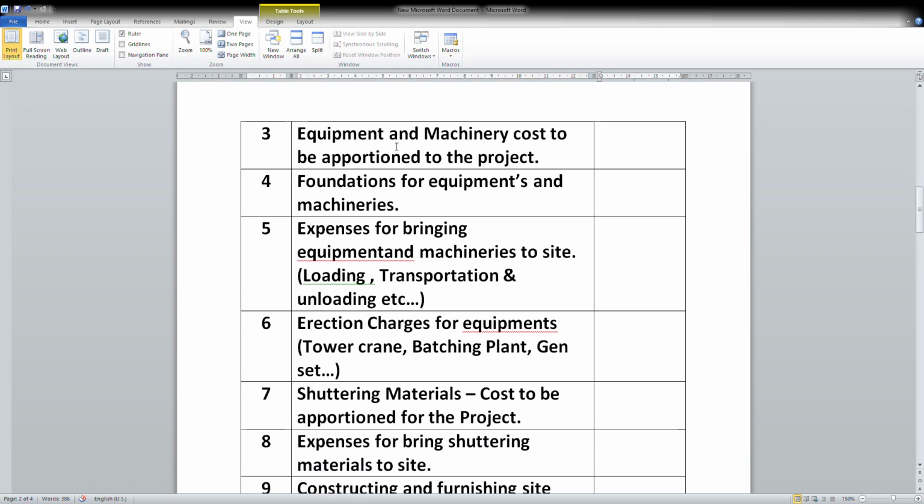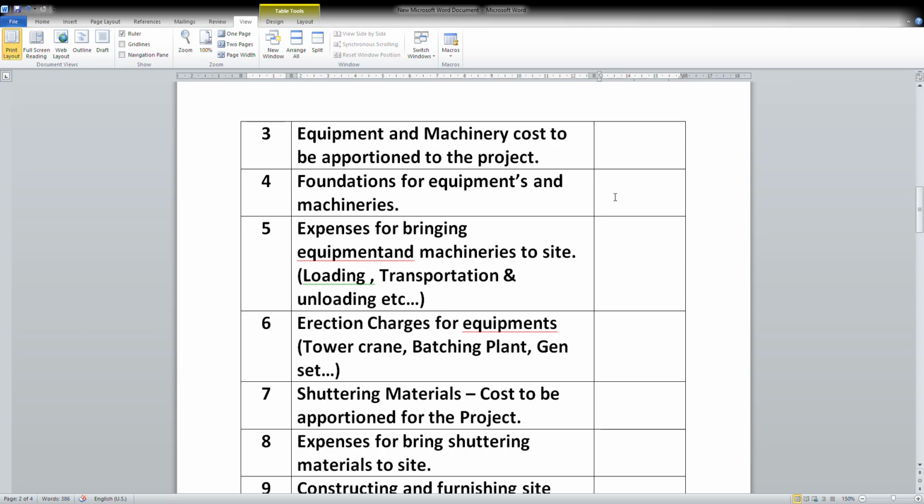So equipment and machinery cost to be apportioned to the project. Whenever we deploy equipments or machineries, DG sets have to be deployed. In some cases, loaders, JCBs have to be deployed. In some cases, tower crane, batching plant have to be deployed. So there will be depreciation charges. So certain charges have to be apportioned for the project on a pro rata basis.